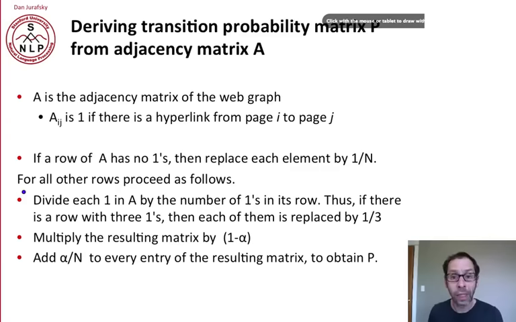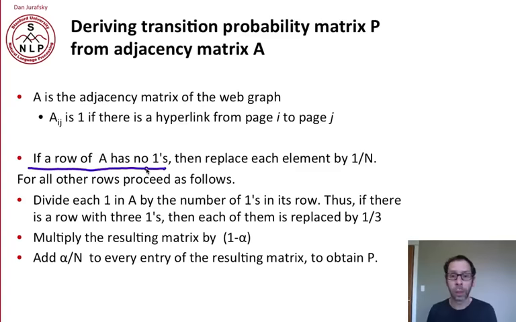If node i is a dead end, then its row of the A matrix will have no 1s, because there are no outgoing links. If that's the case, we're just going to replace each cell with 1 over n. So the probability for that node of going to any place on the web is 1 over n.